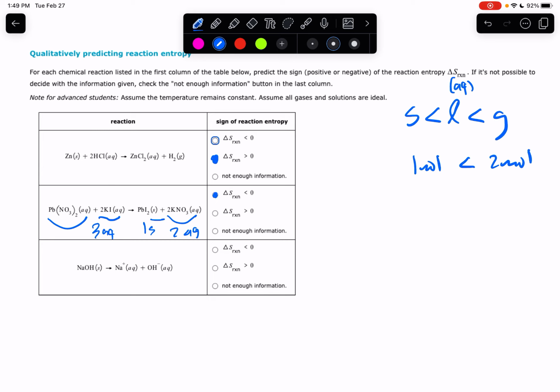And let's look at the last one here. Over here we have 1 mole of aqueous and 1 mole of aqueous, and over here we have 1 mole of solid. So on this side we essentially have 1 solid, and here we have 2 moles of aqueous. I've gotten lazy with not writing moles of aqueous in here. So we're going from 1 solid to 2 aqueous. Therefore our change in entropy is going to be positive. Hopefully this has helped.